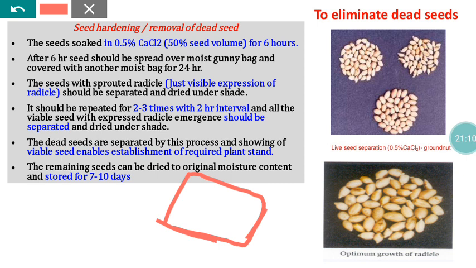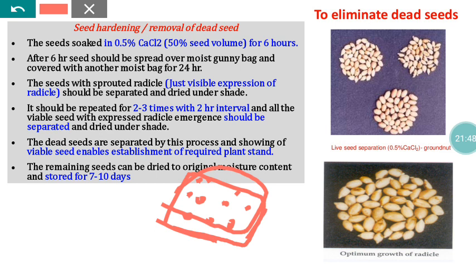The wetted candy bag should be put on the floor. Then over this we have to spread the soaked seeds. So we spread the groundnut kernels over the candy bag, which is also wetted. The groundnut seeds are already soaked in the calcium chloride solution for about 6 hours. Now the seeds are spread. Over this we have to place one more candy bag that should be wetted with the same solution. Allow it for some time. During that period, the germination related process will be initiated in the groundnut.